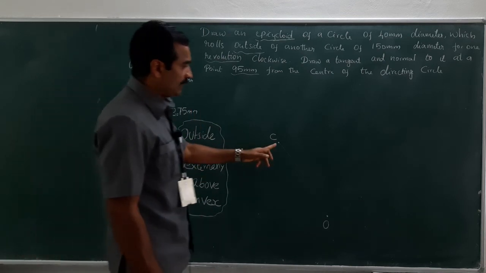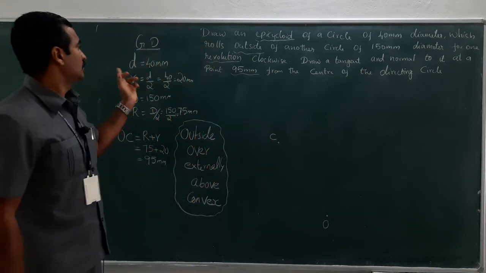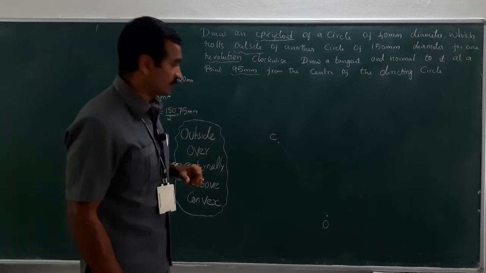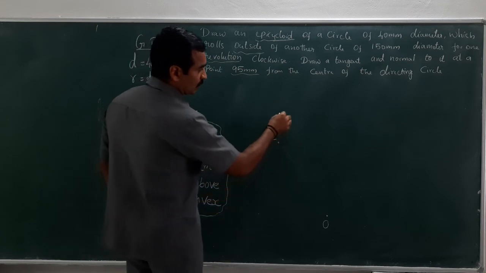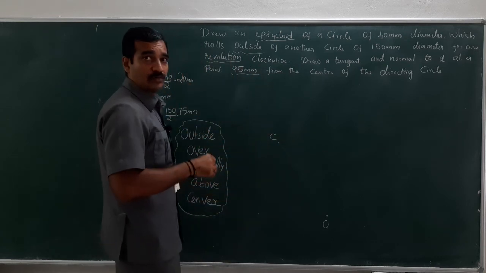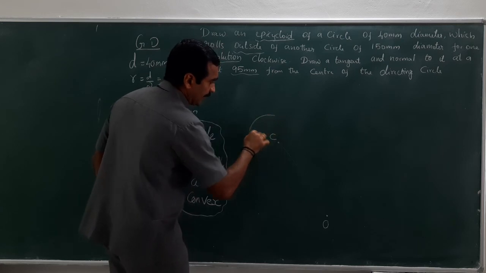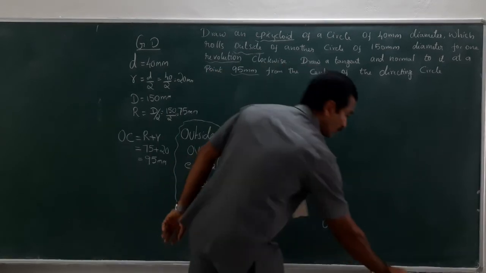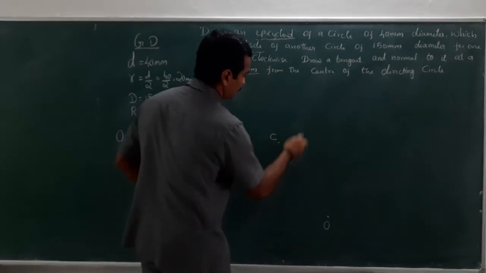Now, C is the center of the rolling circle. What is the rolling circle radius? 20 mm. Now take 20 mm in your compass, with C as center, and go for a full circle with 20 mm as radius.